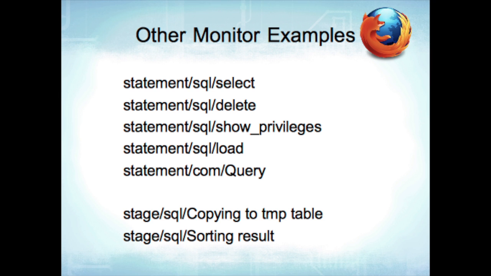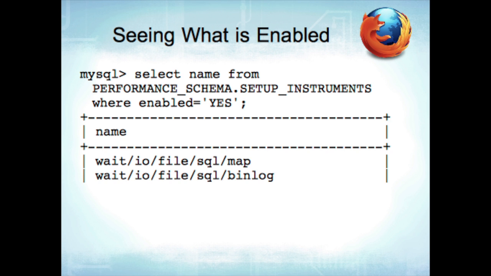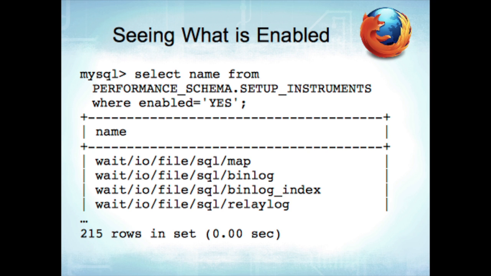So if you wanted to, you could see where am I spending my time? Is it on sorting? Is it on temporary tables? So how do you see what is turned on? You look at the setup instruments where enabled equals yes. I ran this on my machine and I found a few things. So I just selected the name, SQL map, SQL bin log, and this is for wait.io, bin log index, relay log. In all, there were 215 that were turned on.